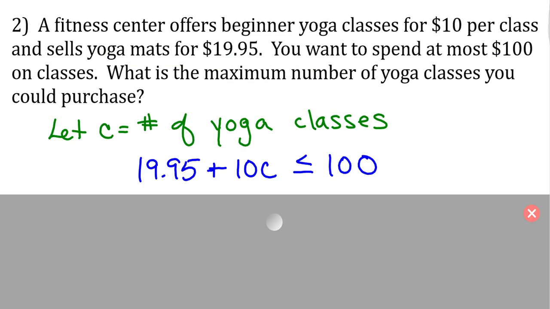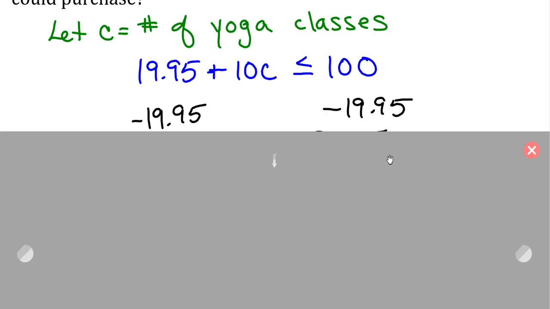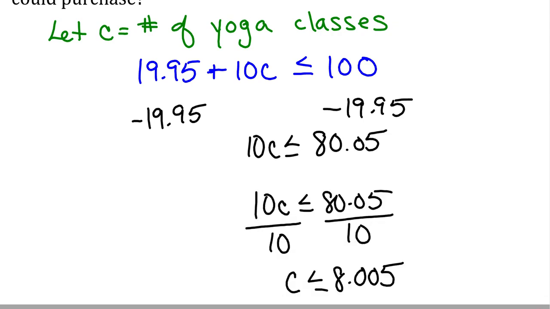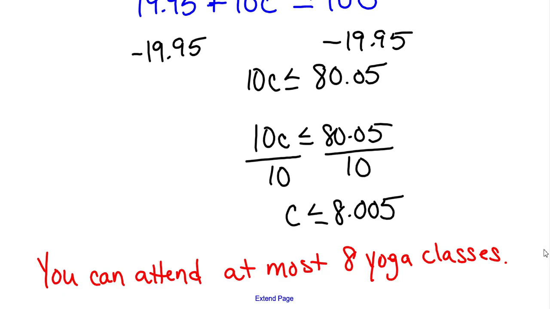So now we have our inequality, and we're going to undo it with the same procedures that we had before, right? We're going to subtract our $19.95, divide by 10, and that gives us C is less than or equal to 8.005. Now remember, C is the number of classes. Can you take 8.005 classes? That's not possible. You either take the class or you don't. So we're going to have to say, at most, you can attend 8 yoga classes.